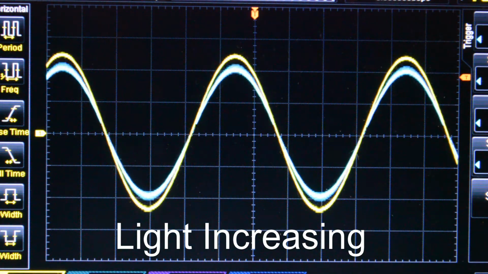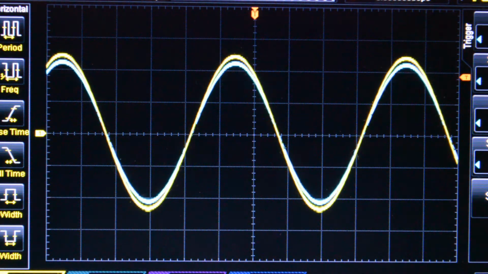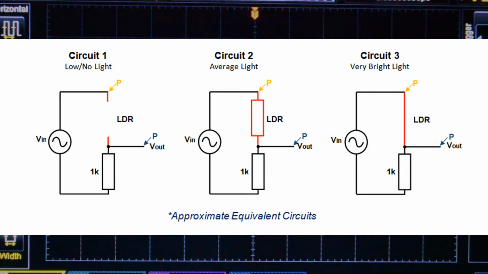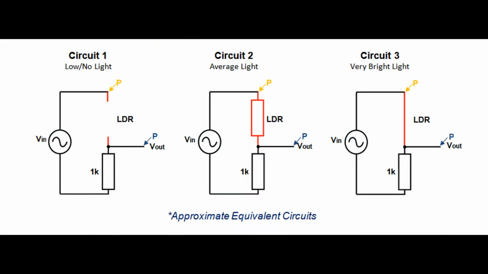With intuitive analysis, we can create three equivalent circuits. When the LDR is in low light, it acts almost like an open circuit, leaving the output grounded through R2. When the light level increases, its resistance drops, and it becomes almost like a normal fixed resistor for a given degree of light. In extremely bright light, its resistance becomes so small, it practically becomes a short, tying the output to the input.